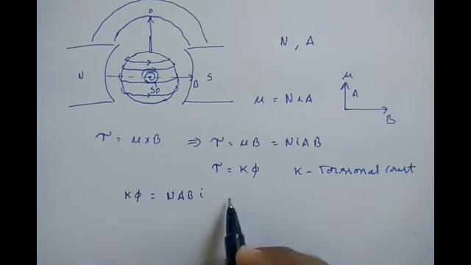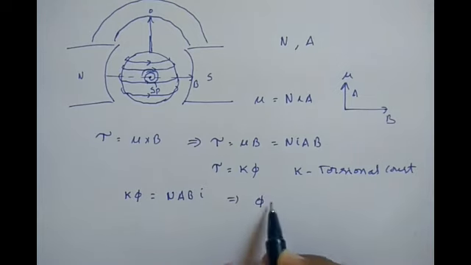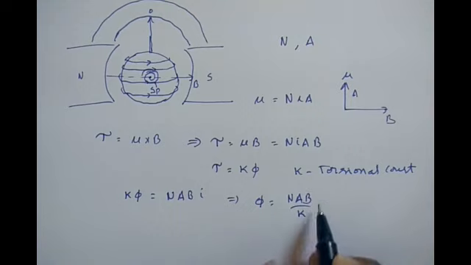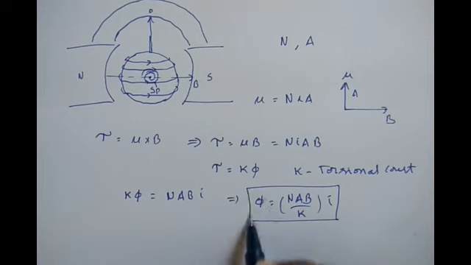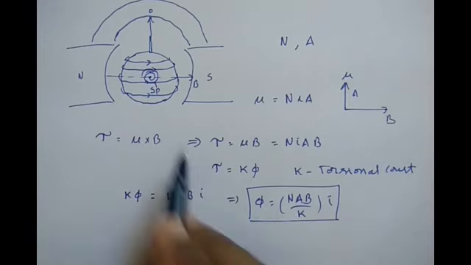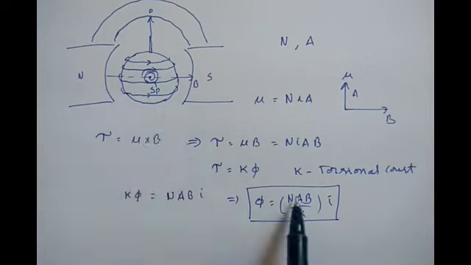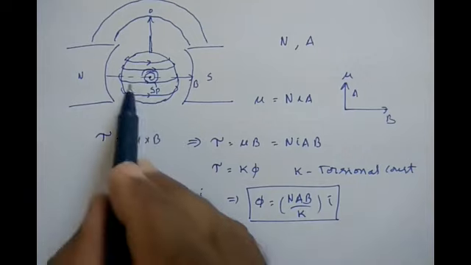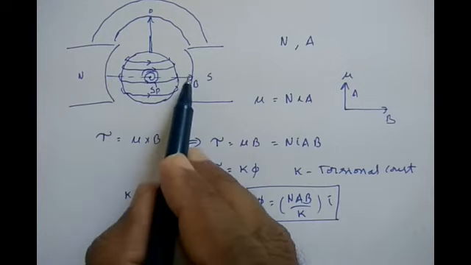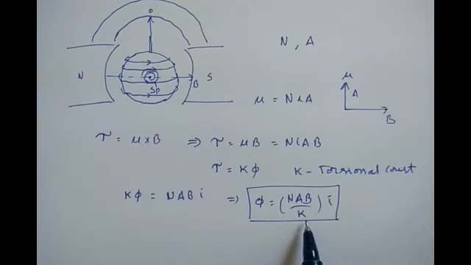Whenever the torque produced by the spring equals the torque produced by the magnetic field, your coil is in equilibrium. So for this case, you can write φ equals NAB by K into I. So this is the equation. Here I is the current going through this coil, φ is the deflection, N is the number of turns in this coil, A is the area of each loop, B is the magnetic field between these two poles, and K is the torsional constant of the spring.